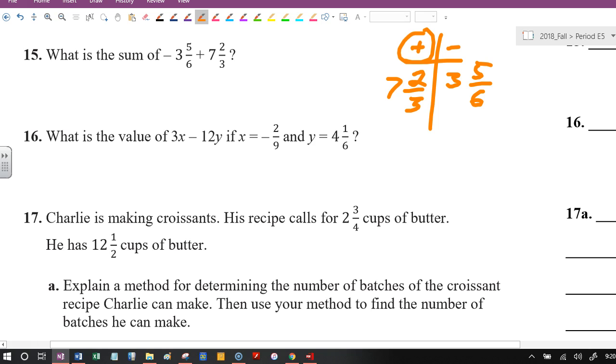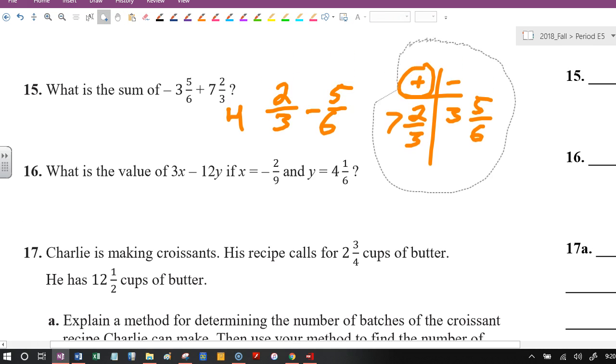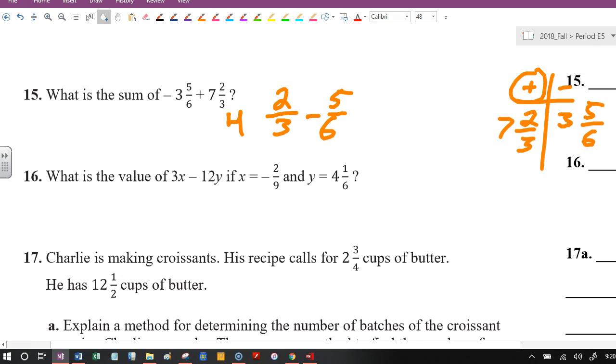Okay. So how did you go about it? Did you change this to improper? I didn't change them to an improper, but I found a common denominator of 6. You definitely have to do that. So 7 minus 3 is 4, so those are the whole numbers. And now for 2/3 minus 5/6, we have to get a common denominator. What's our common denominator? 6. Do you agree, everybody? Awesome. So we're going to multiply times what on both? 2. Times 2 on top and bottom.